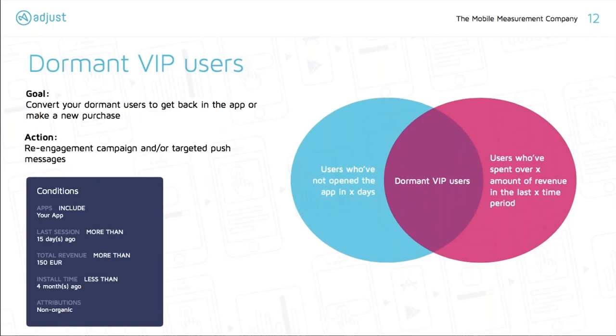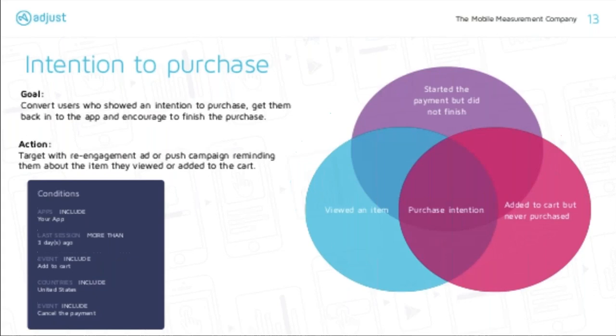Another segment that you could come up with might be dormant VIP users. Those are users that have been opening your app within a recent amount of time, and also spend relatively high revenue with you. For example, you're an e-commerce app and you sell stuff. You could convert those dormant users that have not been active by creating a segment as well and then target them in a re-engagement campaign or push notification.